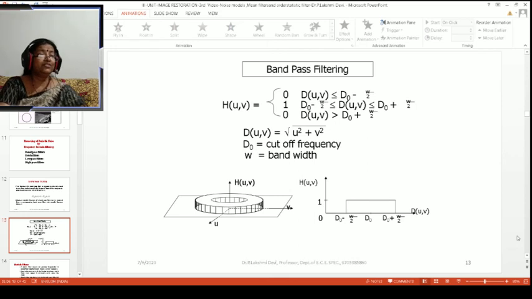As a two-dimensional figure, if you observe H of UV on the y-axis and D of UV on the x-axis, this is a two-dimensional frequency representation of band pass filtering. It allows a particular band of frequencies, and the frequencies before and after that band it rejects. This is the notation of the two-dimensional as well as perspective plots of band pass filtering concepts.